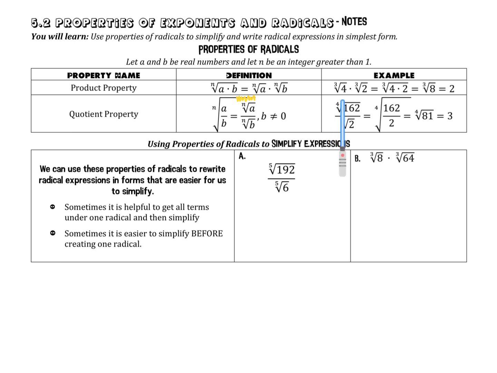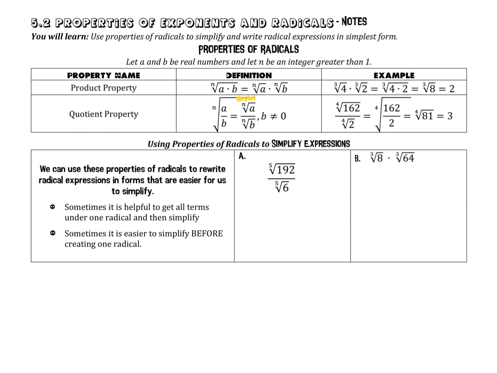So for example here, the 4th root of 162 over the 4th root of 2, I don't know what the 4th root of 162 is, I don't know what the 4th root of 2 is, but I can take that expression and rewrite it as the 4th root of 162 divided by 2. Well, I know that 162 divided by 2 is 81, and that 3 to the 4th is 81, so the 4th root of 81 is 3. So we can use these properties to help us simplify radical expressions.